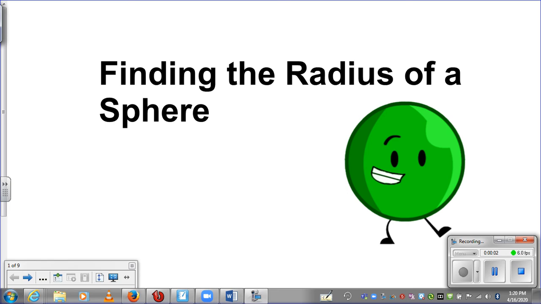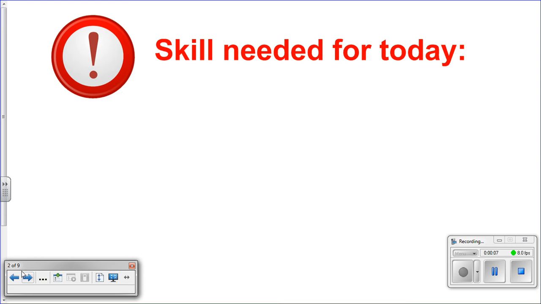Hello! In this video we're going to be finding the radius of a sphere. To do this, there's a very important skill that we need for today. You will need some kind of a calculator, and the calculator that you're going to need will have to be one that allows you to take the cube root of a number.